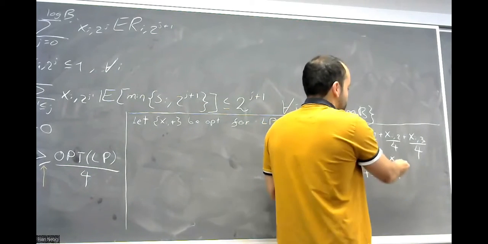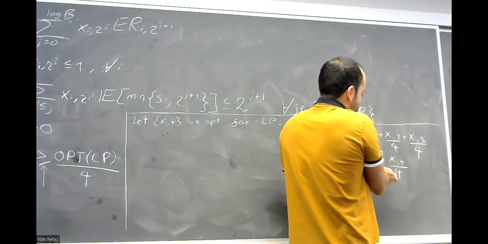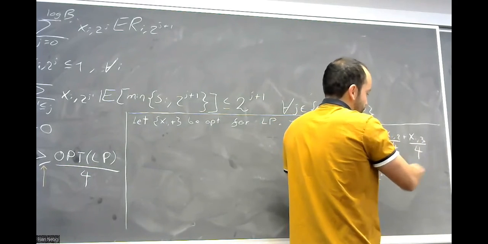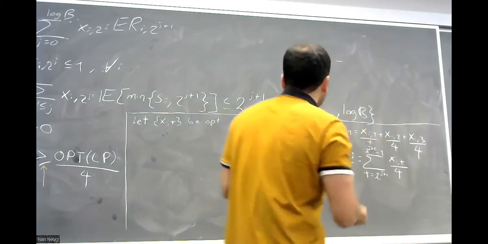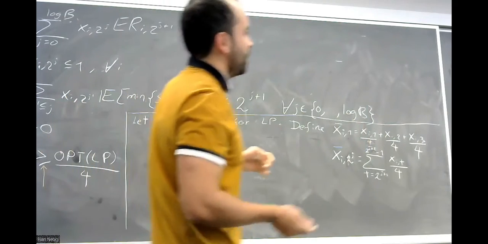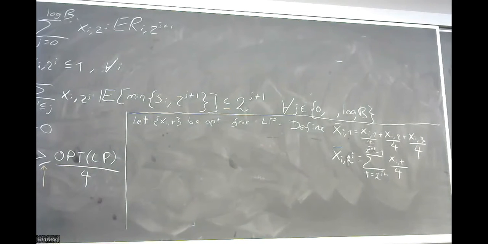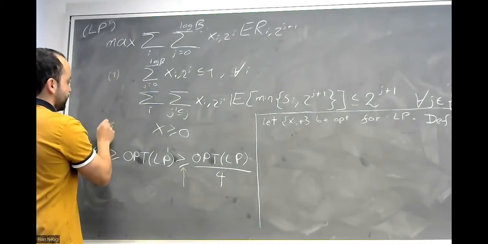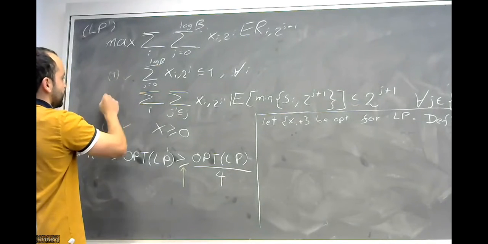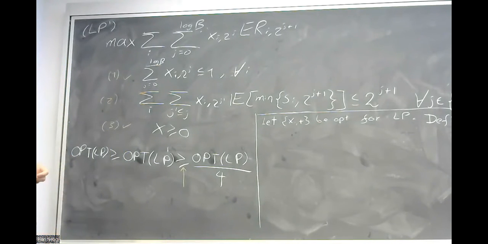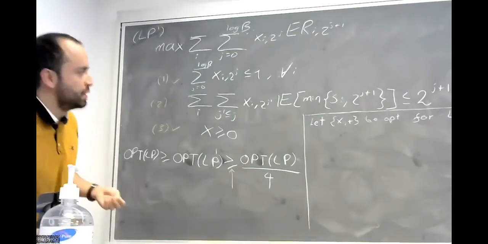Based on the definition of this sum, if some P is larger than B, then just define x_ij's accordingly. It is clear that the first constraint is satisfied. With that definition, the first constraint will be at most 1/4. And the third constraint is also satisfied. So let's quickly see why this one is satisfied.